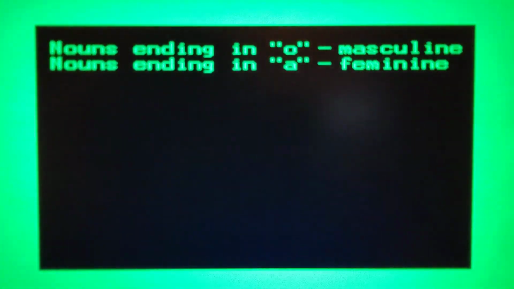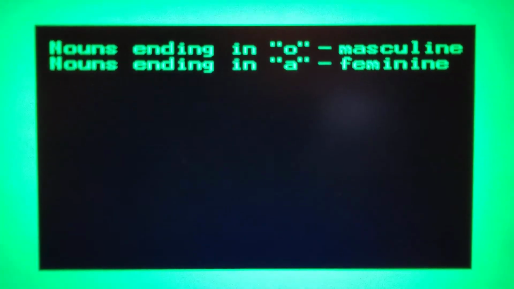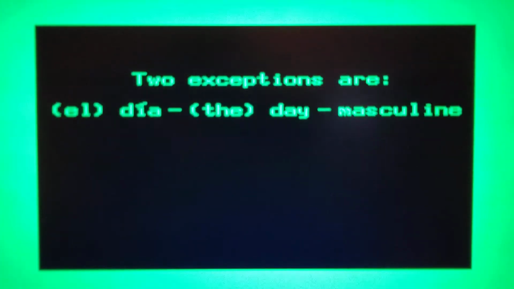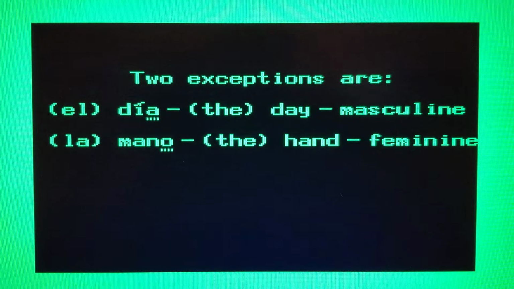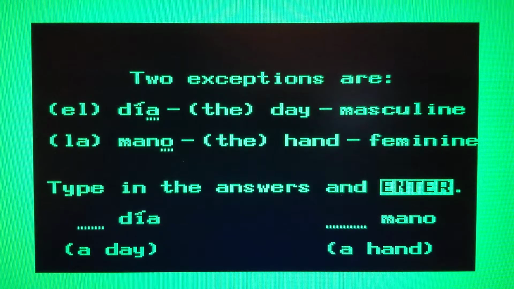There are a few exceptions to the rule that nouns ending in o are masculine and those ending in a are feminine. Two important ones are el día, the day, which is masculine, and la mano, the hand, which is feminine. Type in the correct words to say a day and a hand.